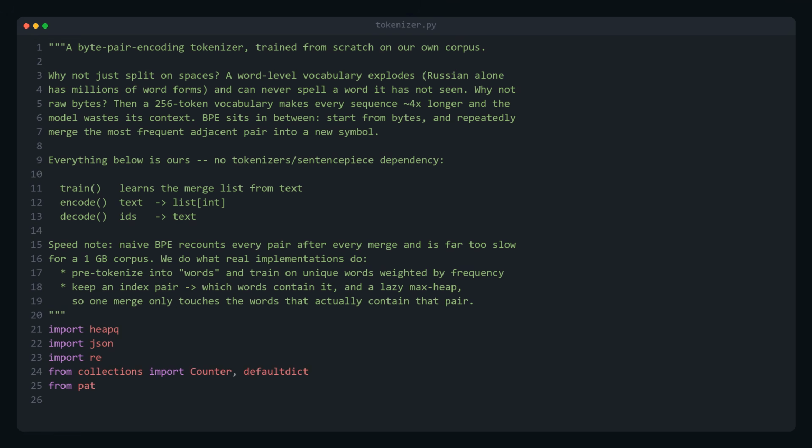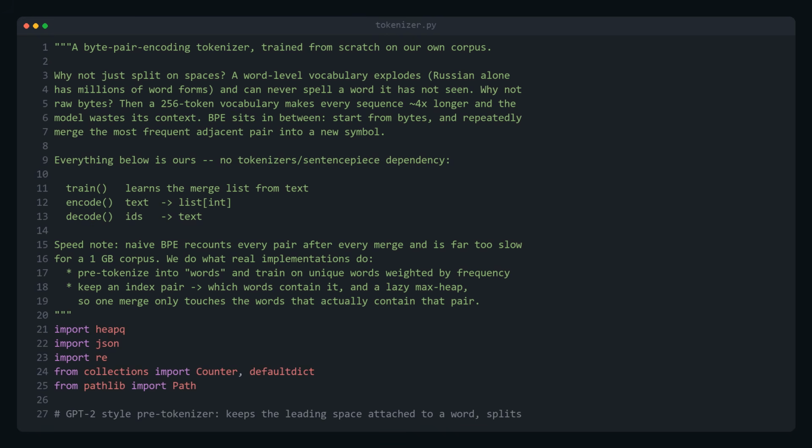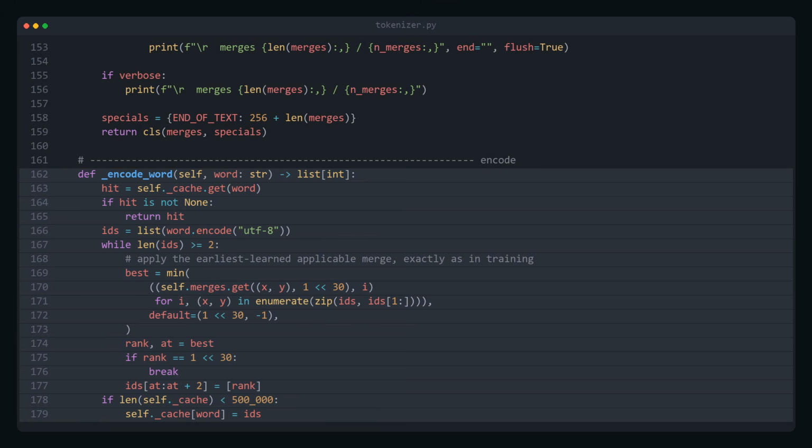A naive implementation recounts all statistics after every merge, and on a 100 megabyte corpus it runs forever. So we do what grown-up libraries do. We count frequencies of unique words, keep an index of which pair appears in which words, and take the maximum from a heap with lazy deletion. Then one merge only touches the words that actually contain that pair.